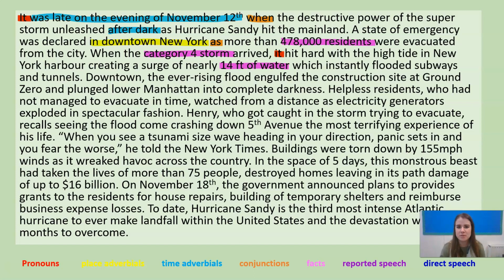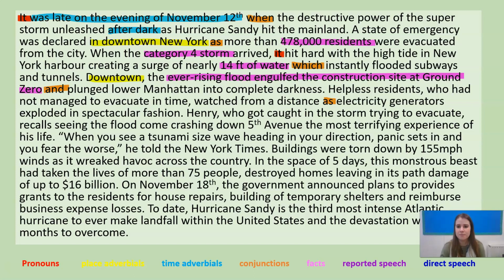And then I thought I'm going to add some additional facts in here, which instantly flooded subways and tunnels. So here I've added a conjunction. So this is my subordinate clause I've added in here. Downtown, comma, so I've got my place adverbial. The ever-rising flood engulfed the construction site at Ground Zero and plunged Lower Manhattan into complete darkness. So here I've got my facts. I've taken this from my fact sheet.